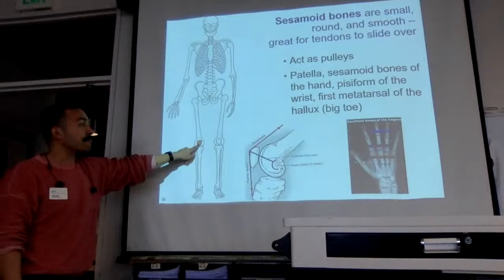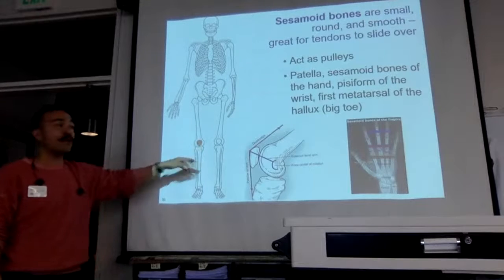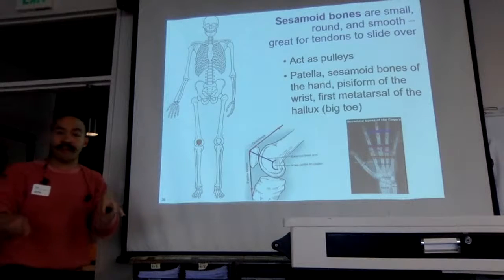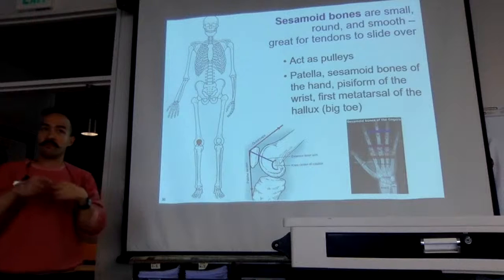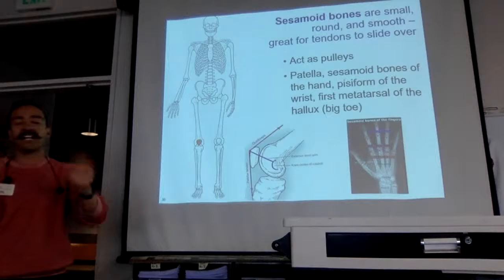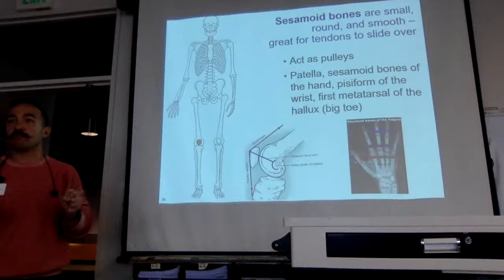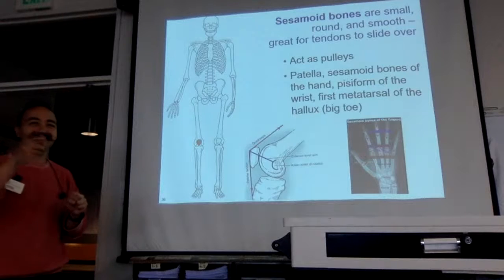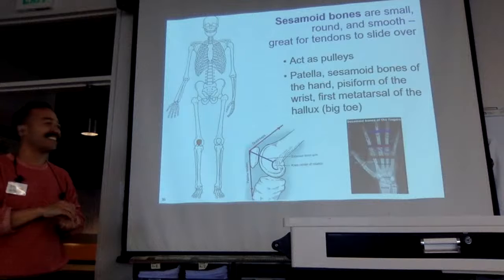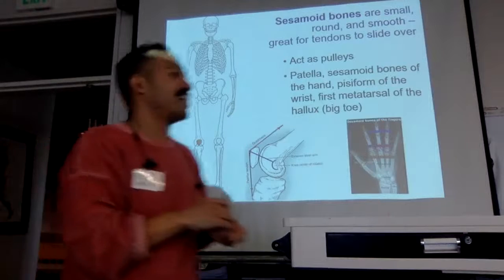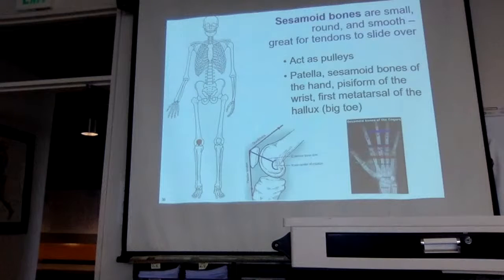You have sesamoid bones not only at your knee, you have them in your knuckles, you have them in your toes. These ones are super small. We're not going to name them, so don't worry about them. But you also find them at those really movable joints. So that's sesamoid, shaped like a sesame seed.